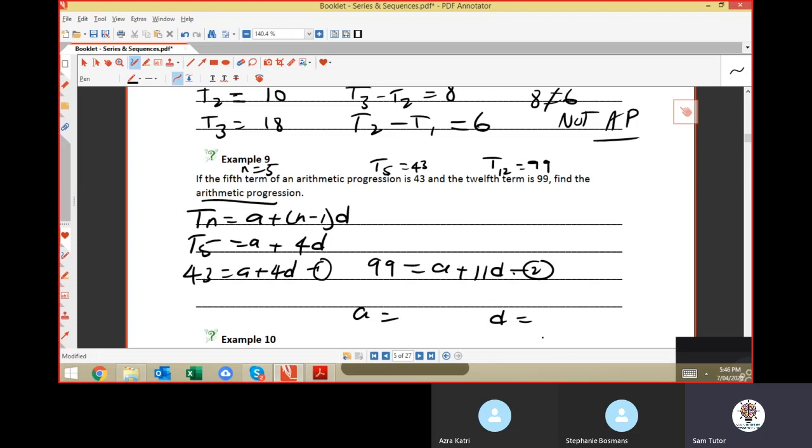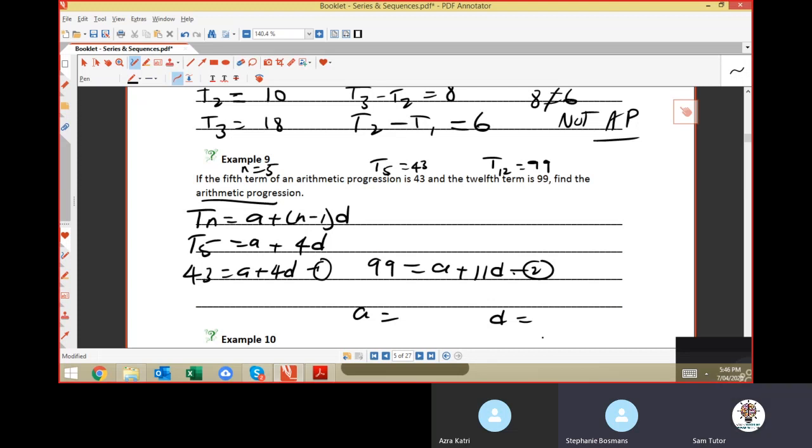Azra, do you get that? Yeah. Okay, Steph, do you get that? Yeah. Are you sure? Azra might get it only because we've been doing this in year 11. Yeah.